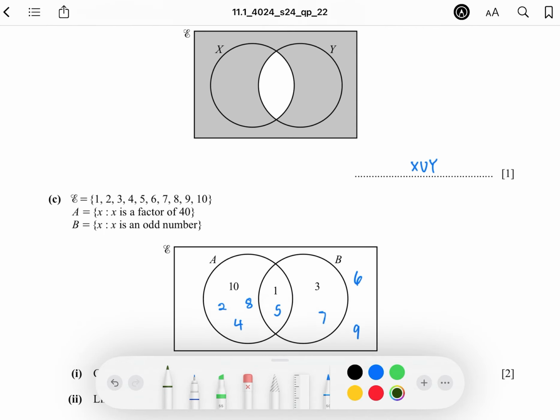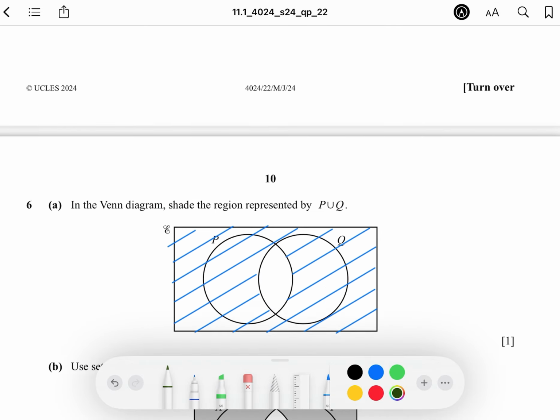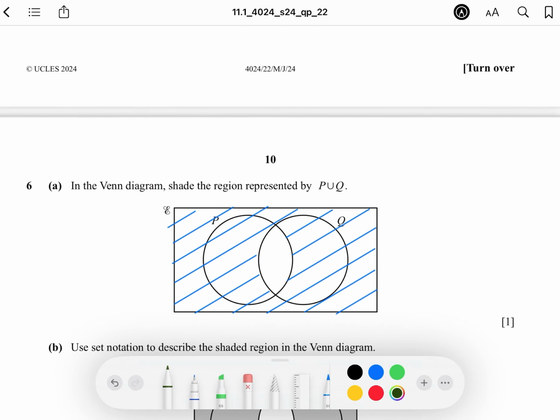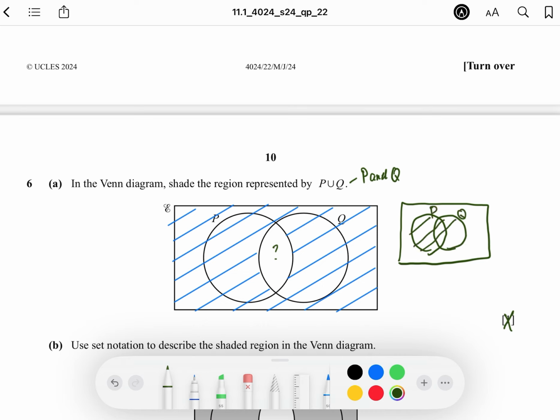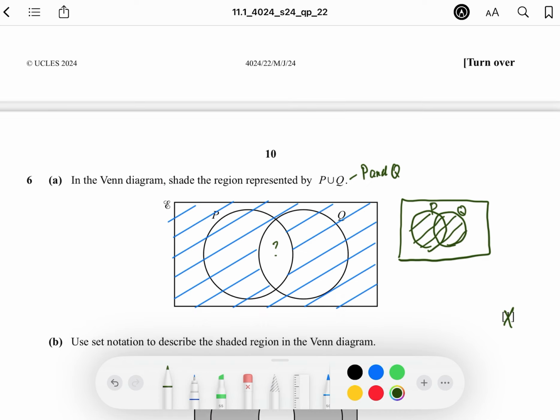Okay, I think this is the last one. In the Venn diagram, shade the region represented by P union Q, which means P and Q. This one is not shaded, so that means it's wrong. All of P and all of Q need to be shaded, everything, including in the middle.